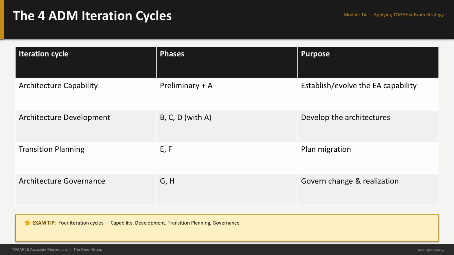So 4 iteration cycles: capability, development, transition planning, and governance. Notice how they partition the ADM into 4 meaningful chunks, a useful way to think about which phases naturally belong together.